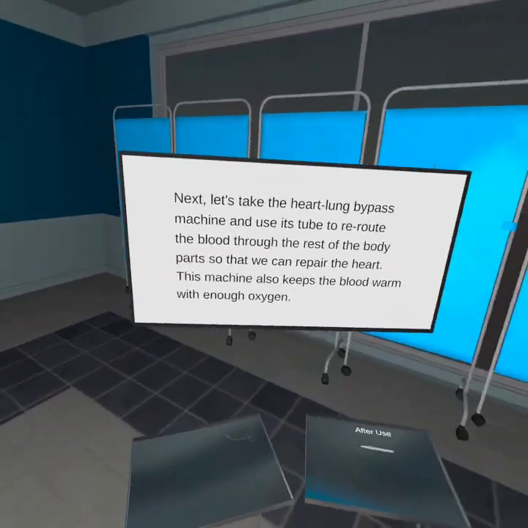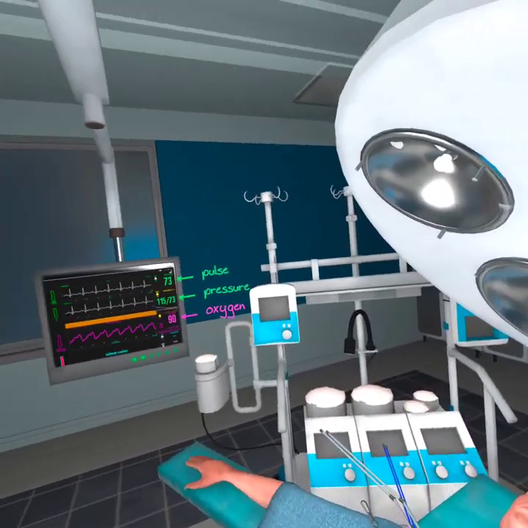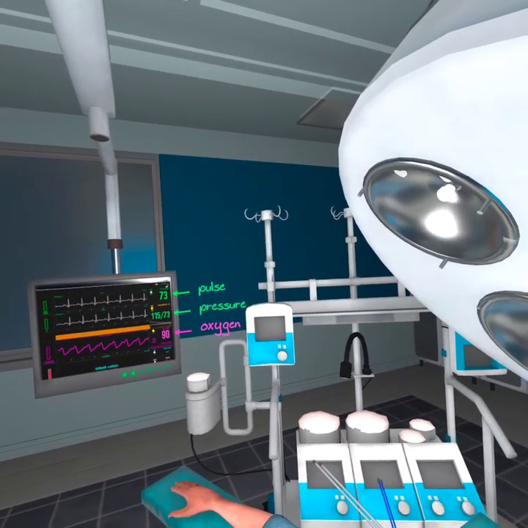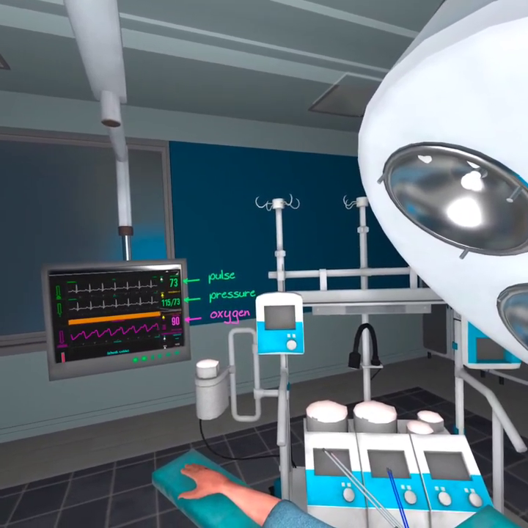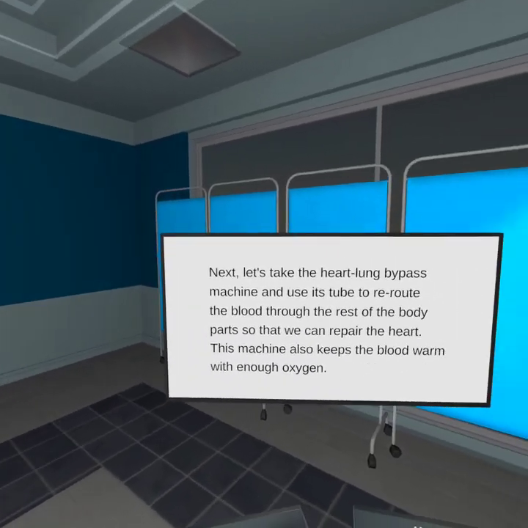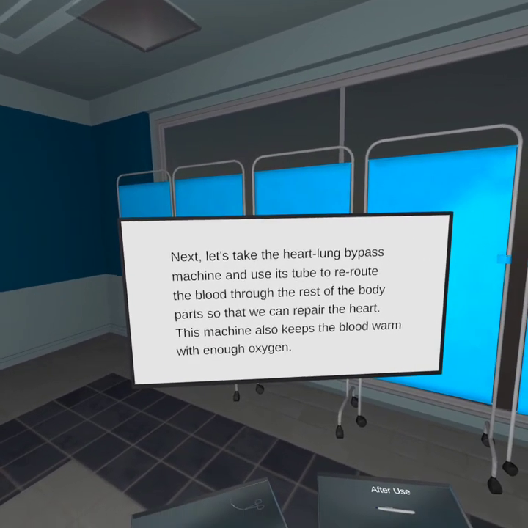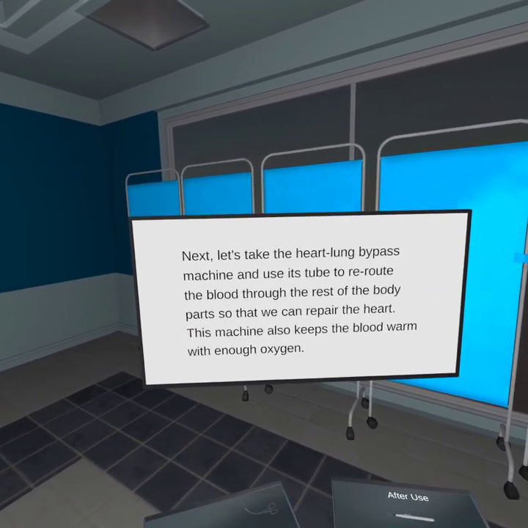Next, let's take the heart-lung bypass machine and use its tube to reroute the blood through the rest of the body so that we can repair the heart. This machine also keeps the heart warm and with enough oxygen. Effectively, it keeps your patient alive.